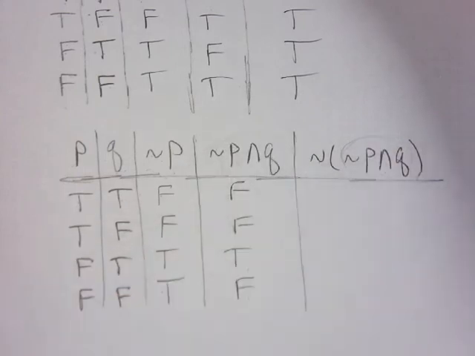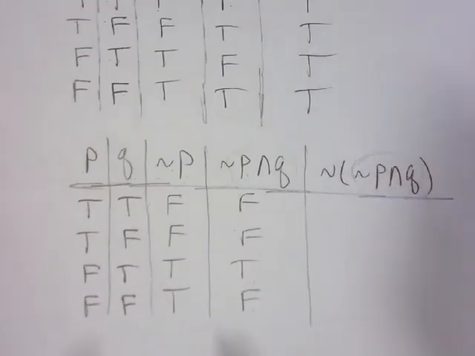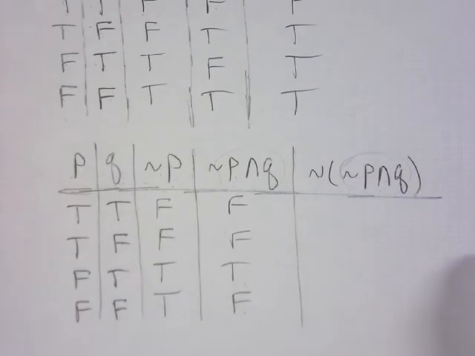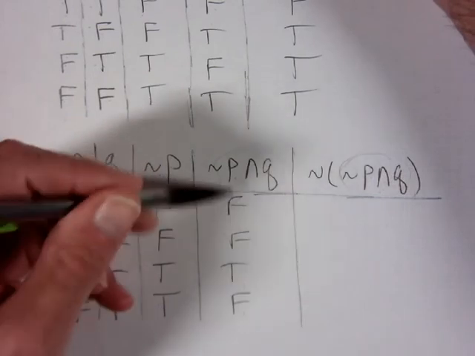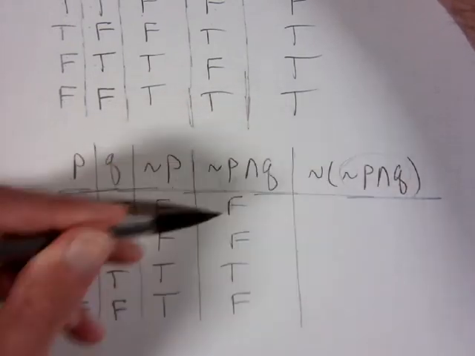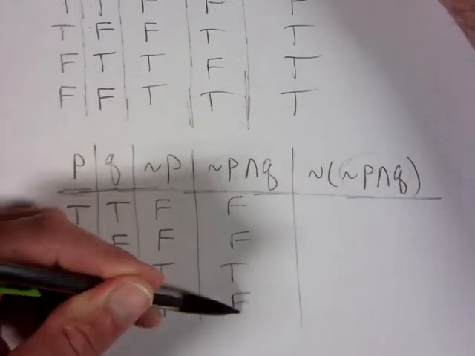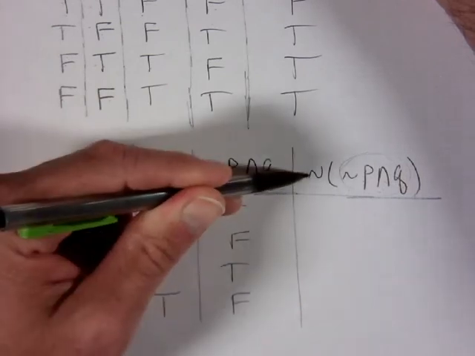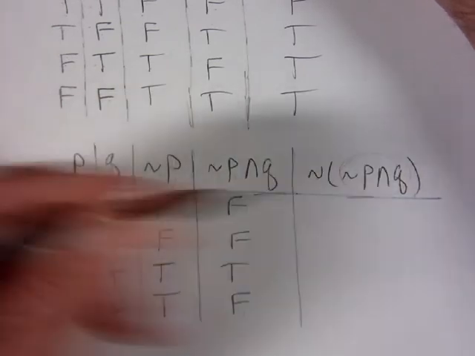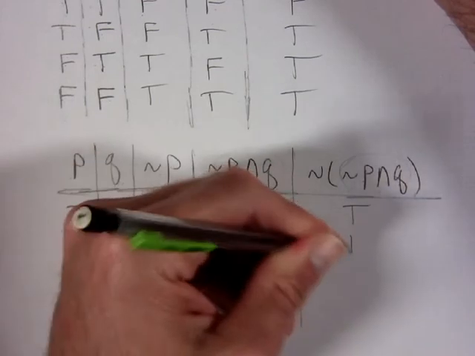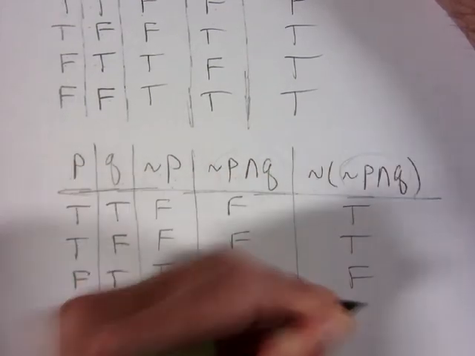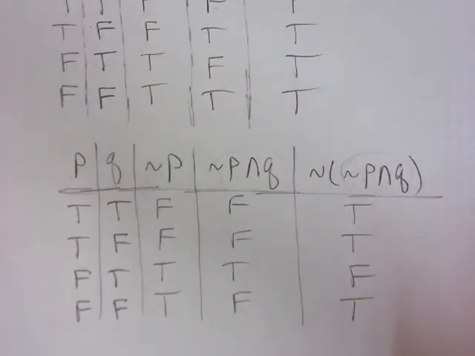Okay? So remember, in a truth table you're going to use the previous columns to help you fill out the next column. That's the way it's designed. And so if not P and Q, this part is false, false, true, false, I just need to take the not of that, or change it to true, true, false, true, and then we're done.